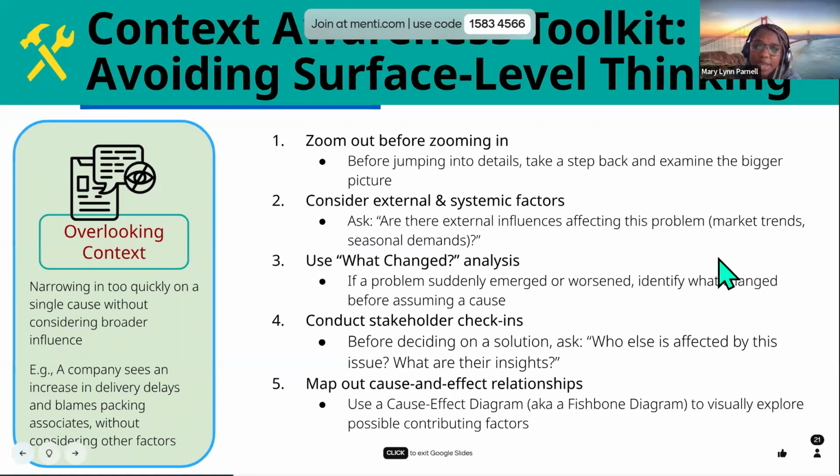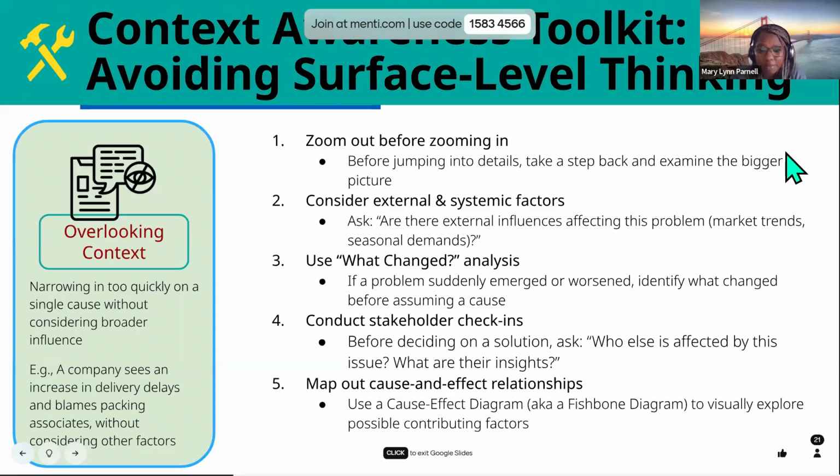Using a what-changed analysis. If a problem suddenly emerges or worsens, identify what has changed before assuming a cause. And this one is really, really big because it takes us out of the symptoms. We're really trying to look at the root cause. If we've been doing something systematically for a while and then we're getting this outcome, then stepping back, okay, what has changed? And looking at the different environments or the different areas that might affect that change, and then see if that had an impact.